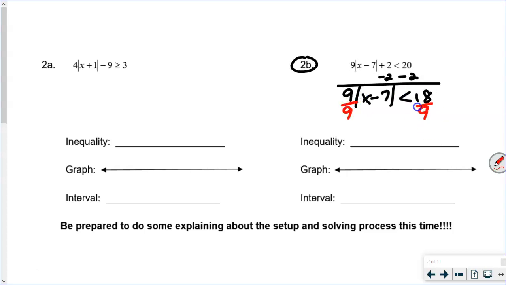Great. Finally, you're isolated, and I ran out of room. So I'm going to make my work go up here now. Amara's new problem is the absolute value of x minus 7 is less than 2. All right, Amara, set them up. 2 problems.